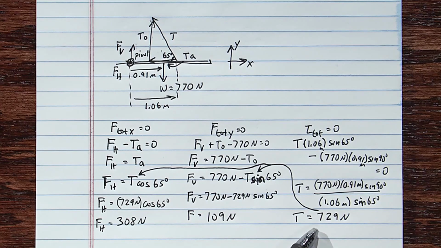The tension in the rope is 729 newtons. The vertical force on his feet is 109 newtons, and the horizontal force straight out from the wall is 308 newtons.